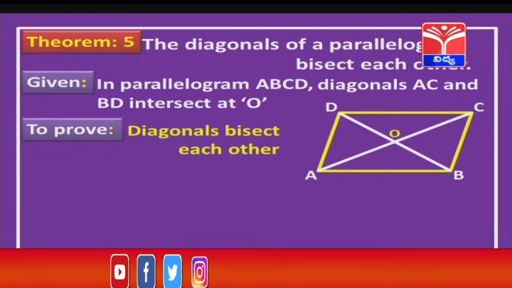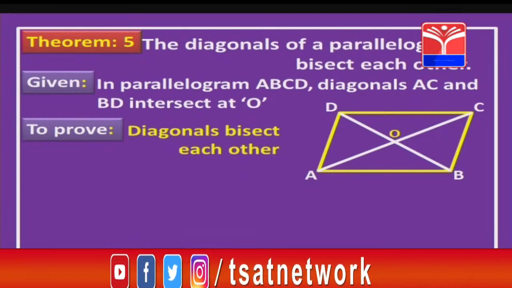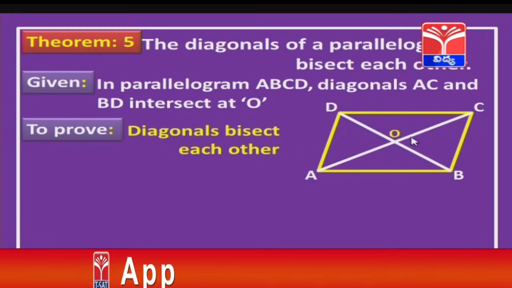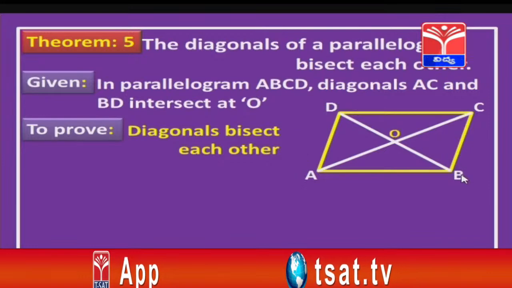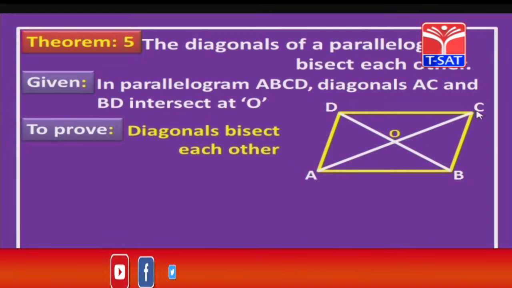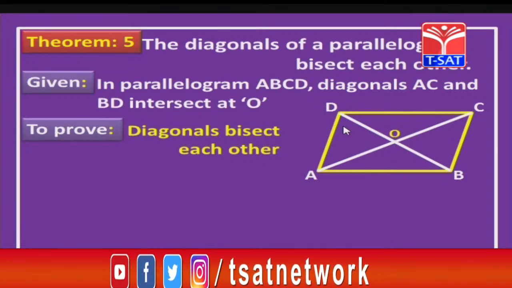Yes, the diagonals bisect each other. So, what do you mean by bisecting, children? That means this point O is exactly the midpoint of AC and also the midpoint of DB, or BD. That means I have to prove OA equal to OC and OB equal to OD. This is what we need to prove. Now, let us prove that, children.